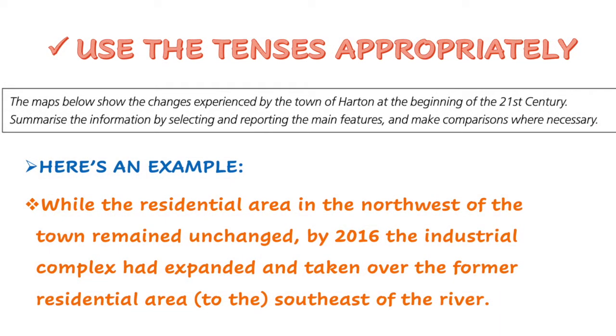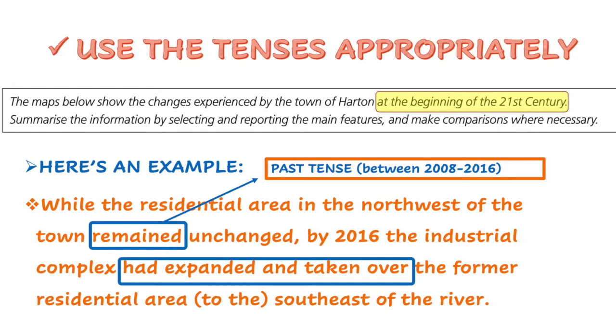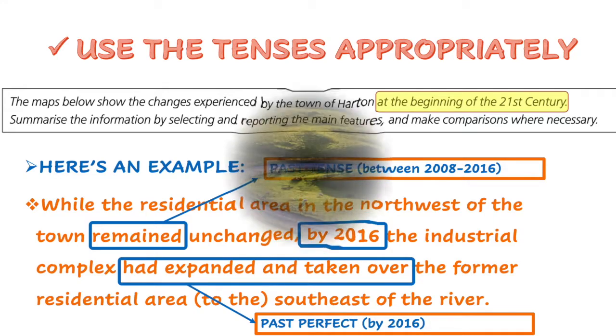Another thing is using the tenses appropriately. Look here. We know that the maps show the situation of the town of Harton at the beginning of the 21st century, which is why I'm adapting my use of tenses. I'm using remained, the past tense, but I'm also creating opportunities for me to use more complex tenses. The adverbial by 2016 creates the context for the past perfect. So take any opportunity to showcase your grammar knowledge and, of course, application of it in context.